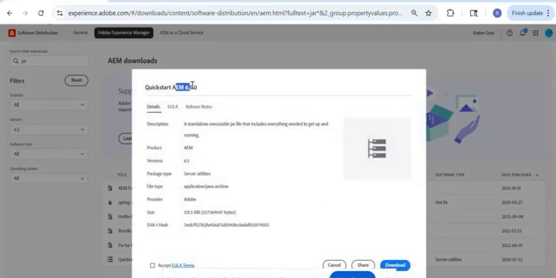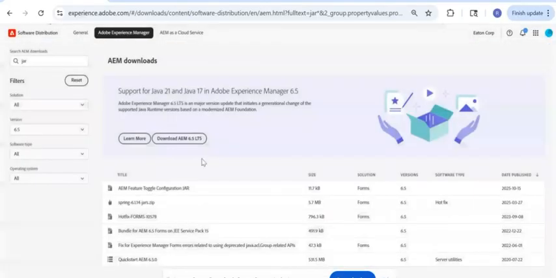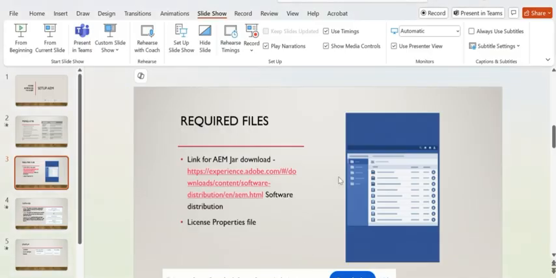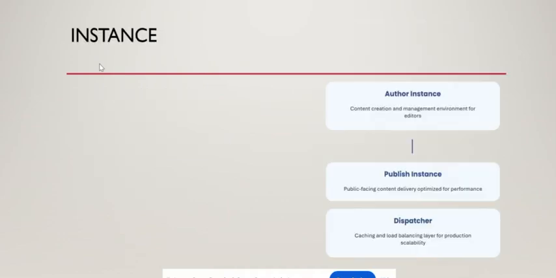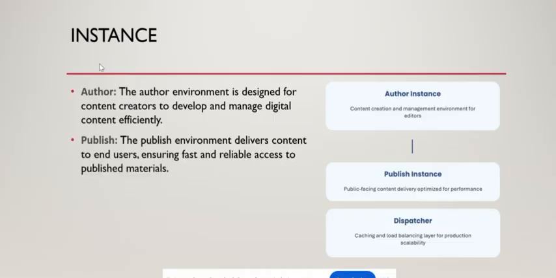So if you go to the quick start AEM 6.5, you will get this. You have to accept the conditions and you have to download the jar file. So these are the files that are required. Then we can see the instances that are required.